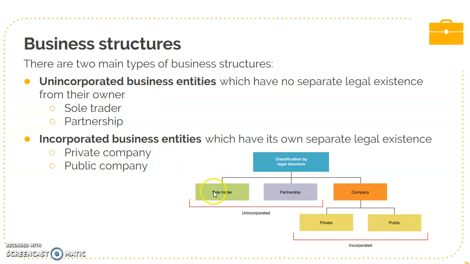So owner and the business are the same thing here, but in a company the business is a separate entity, which means they'll have a separate bank account. All the transactions will be conducted in the name of the company, not in the name of the owner. The owner is separate to the business. However, in an unincorporated business, owner and business can use the same name.